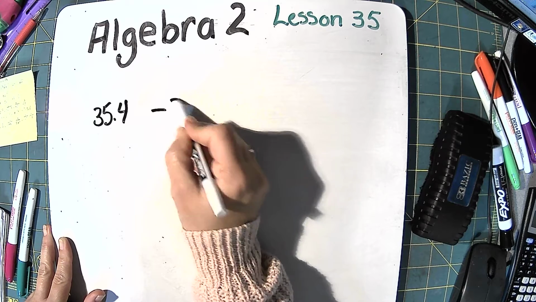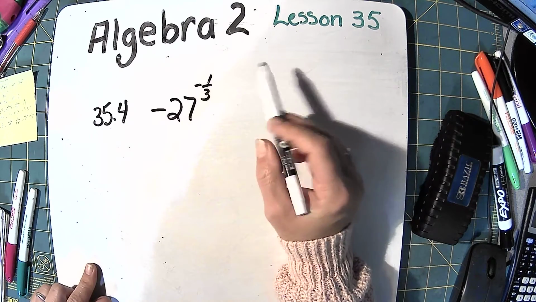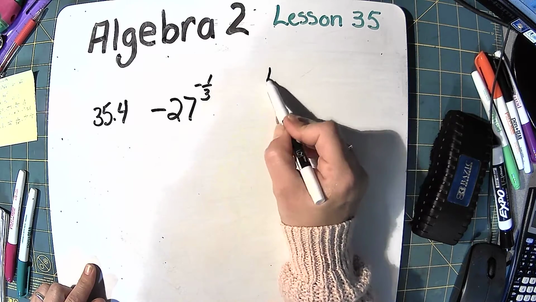This one has -27 to the -1/3. Okay, so first thing I have to do is get rid of this negative in my exponent, so I'm going to put a 1 over it.